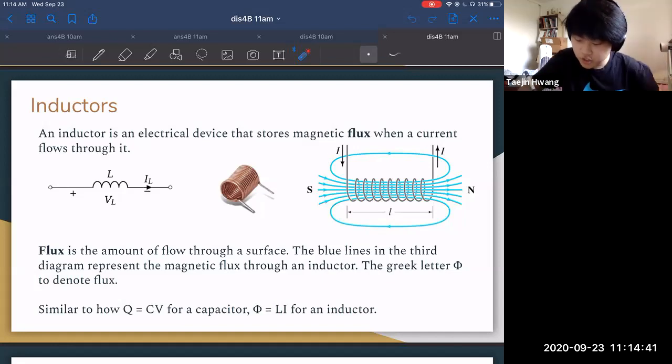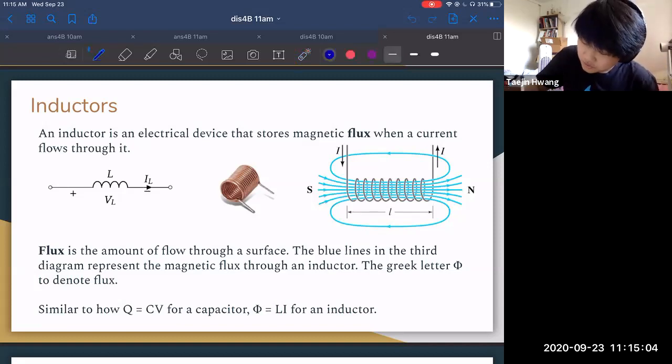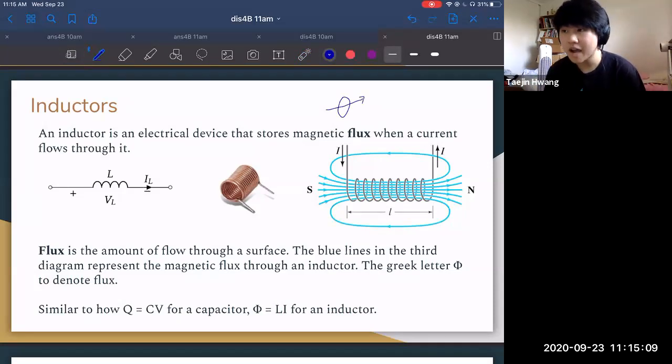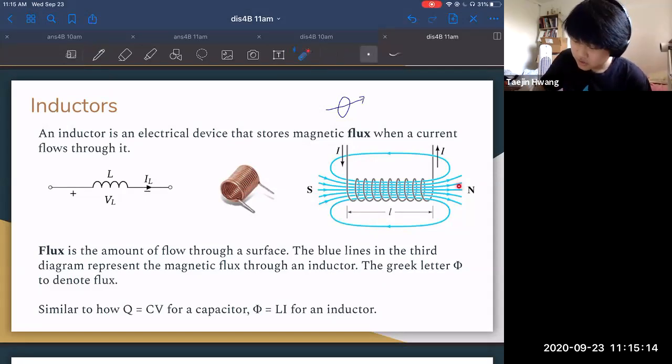If you look at an inductor in real life, you'll see it's like a 3D coil. And when current flows through this coil, a magnetic field is going to flow through the entire coil, in 3 dimensions. So if we had a circle, it's going to flow through the circle, and that amount of flow is called flux. The blue lines over here all represent the magnetic flux that flows through an inductor.